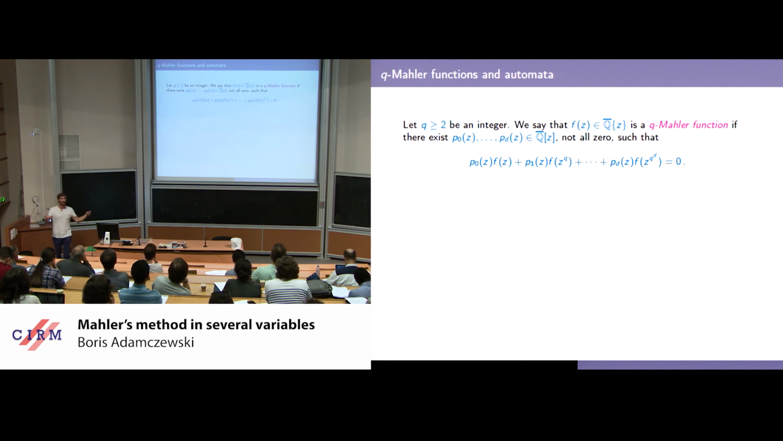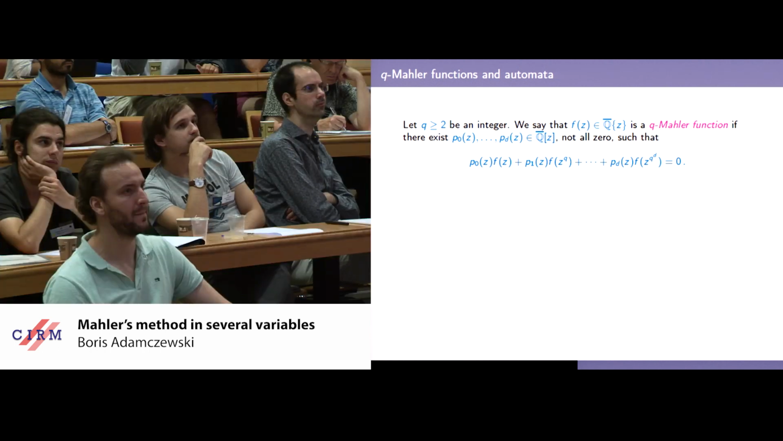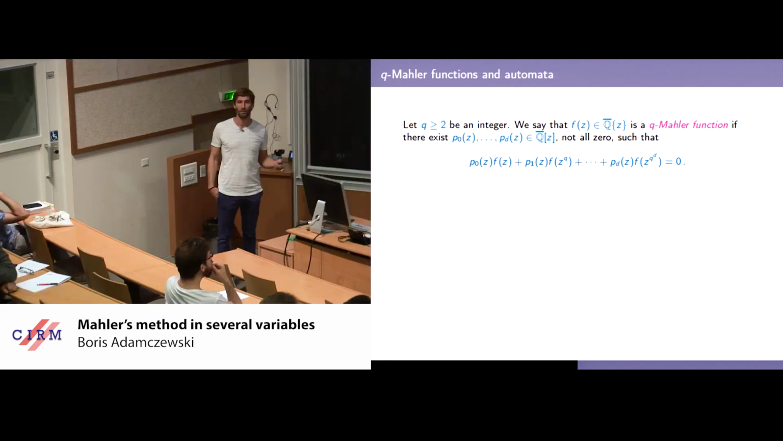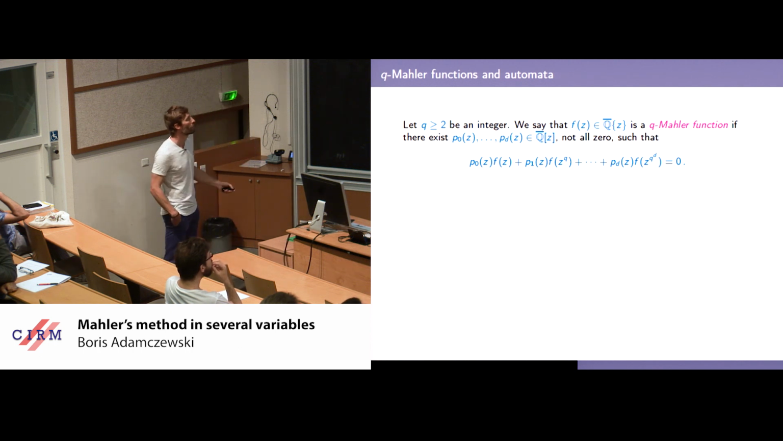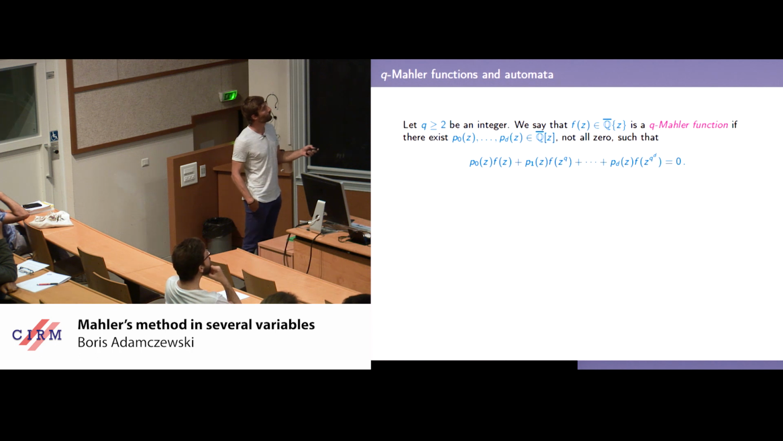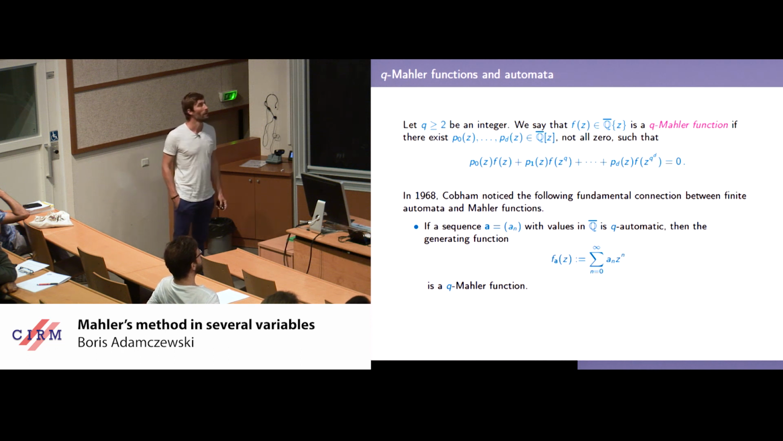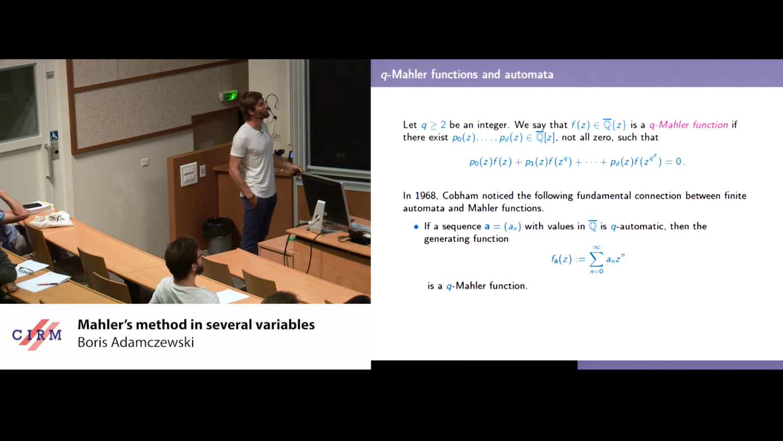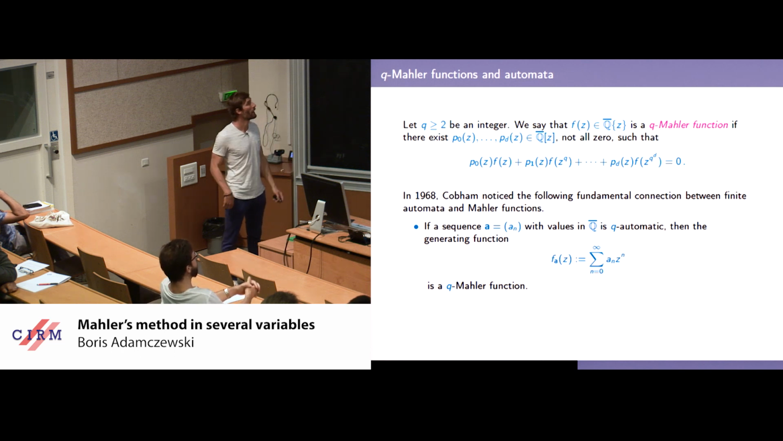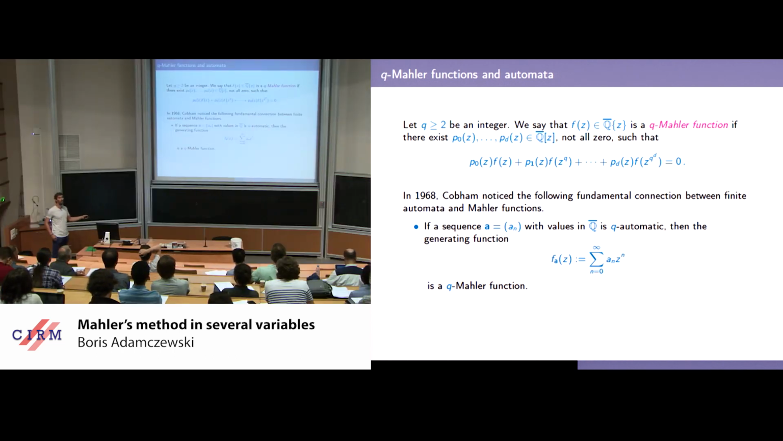Okay, so we have a linear difference equation, and we are considering the solution. It's important in Mahler's method that we consider only analytic solutions. So examples like log z do not fall under the scope of Mahler's method. And we are interested in this because already in 1968, Cobham makes the following connection between automata theory and Mahler's functions. So if I have an automatic sequence like the Thue-Morse sequence, its generating function: if the sequence is q-automatic, the generating function is a q-Mahler function.